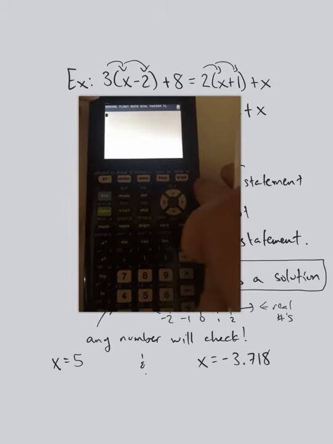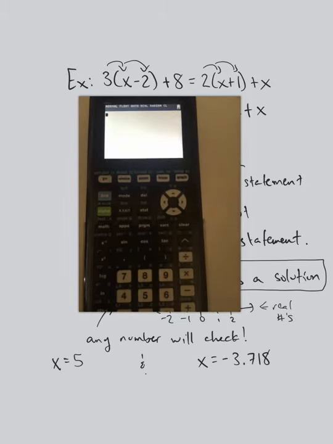Just remember what the idea of checking is: I should be able to take my proposed solution and plug it into each side of my original equation, and it should check. So let's do that with x equal 5 first. I'm going to take x equal 5 and plug it in everywhere there's an x here.